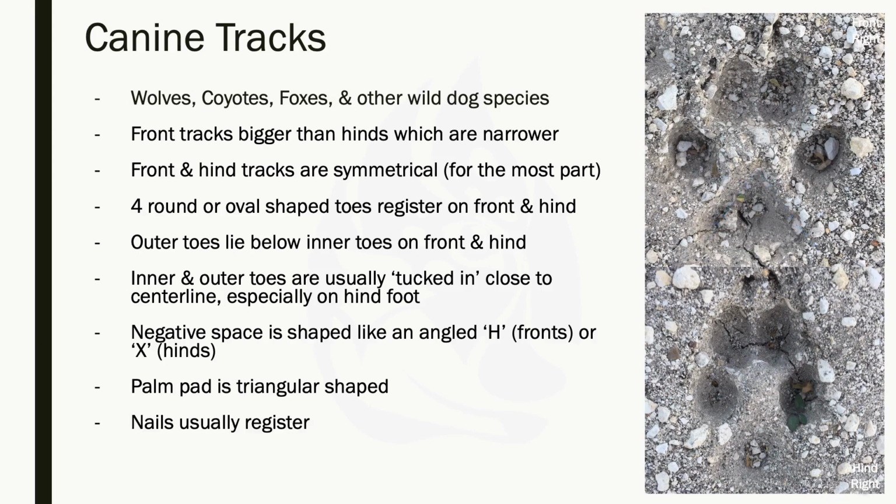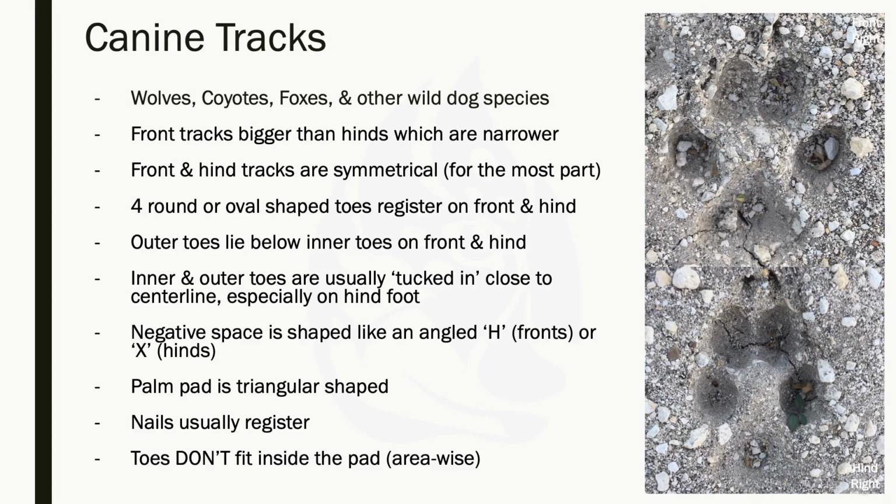And then the last thing we want to look for are nail marks. So canines, most species, there's a couple of exceptions, but typically you're going to see nails reliably register, especially in deep substrate. And you can see in pink here on both the front and the hind nail marks that register right above the toes. Okay, again, there's one or two exceptions to this, but that's very different from, say, feline species where you'll almost never see nail marks register.